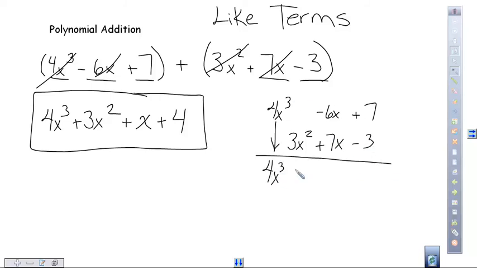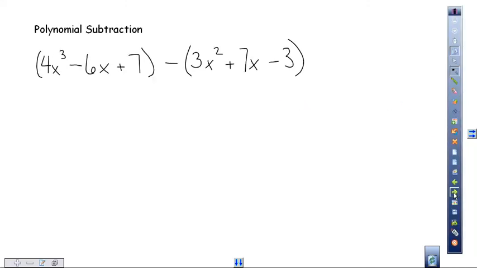This would have given me 4x cubed. This would have given me the 3x squared. That gave me the x, and that gave me the 4. So you get the same answer, whichever method you use. You just have to pick one, folks.